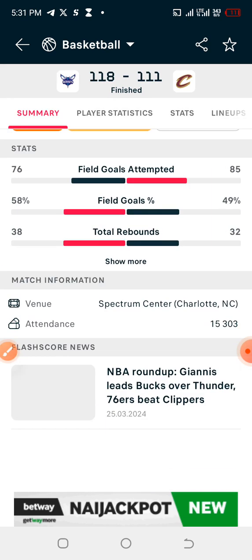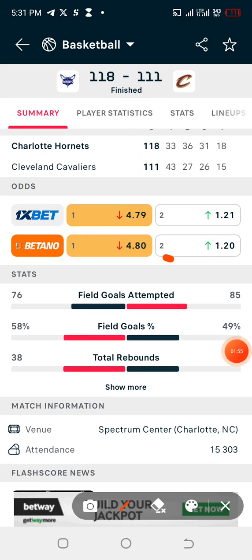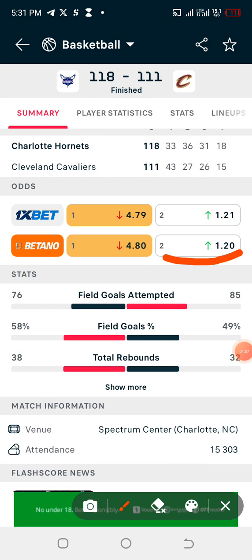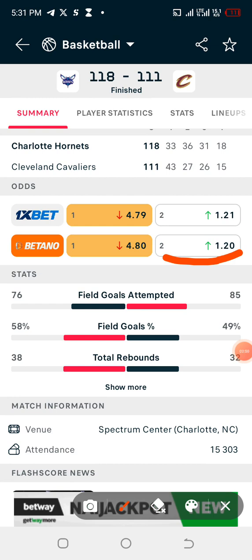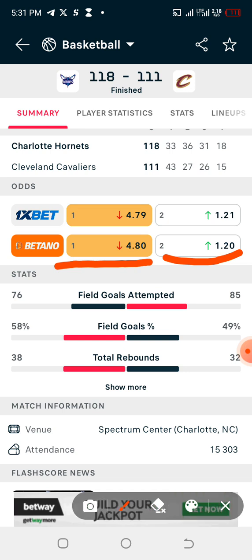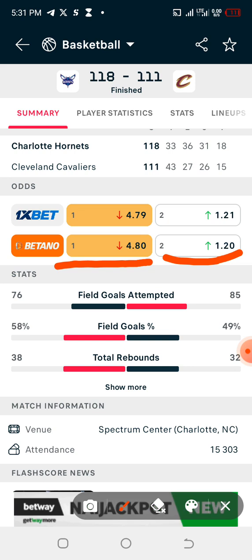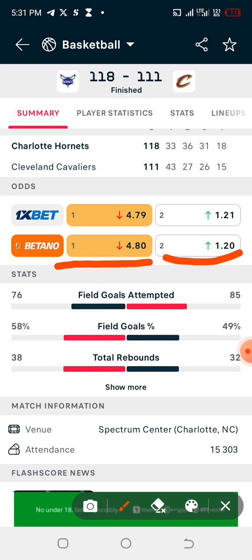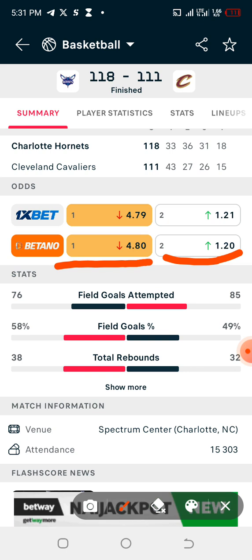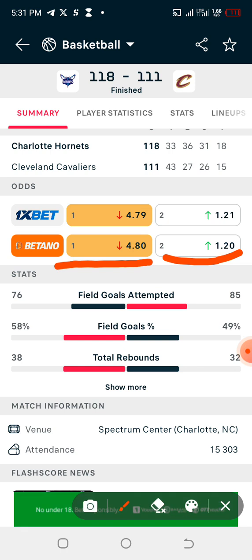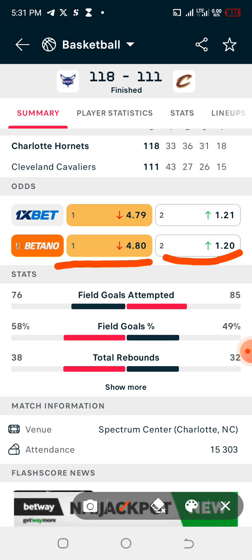Now checking on this game, if you check the odds very well, you can see that the away team was assigned to win this game at odd of 1.20, and unfortunately the home team won the game, and the odd assigned to the home team was 4.80, or 4.79. So that's how sometimes basketball can shank you. We are not talking about the winning in today's video. We'll be talking about the individual total points and some factors that you need to look at.